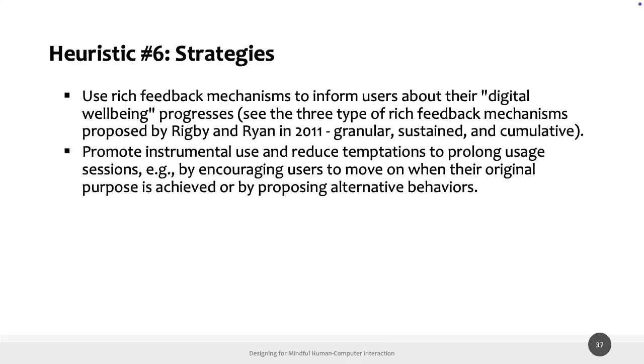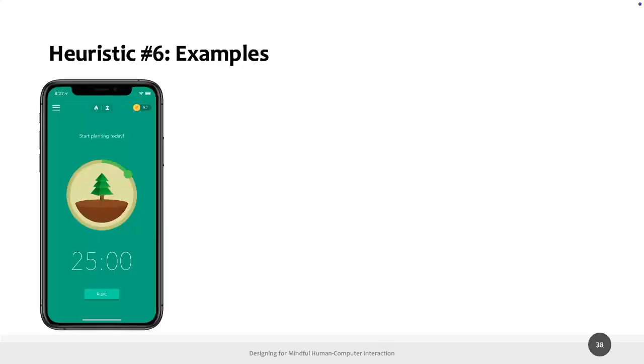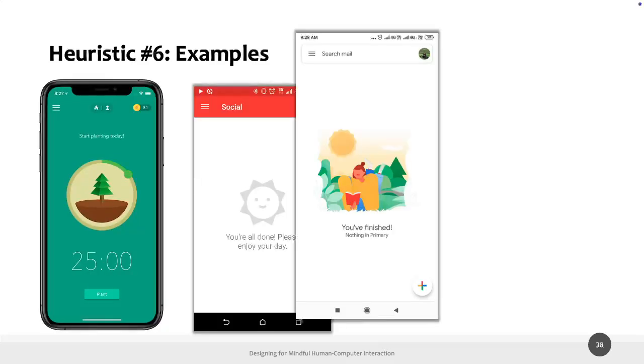These are the strategies, like the second one, promote instrumental use and reduce temptations to prolong usage session. For example, by encouraging users to move on when their original purpose is achieved. So if the user has an instrumental goal and is able to satisfy this goal in a usage session, we should say to the user, you have reached your goal, maybe it's time to close the smartphone. Some examples. Forest.